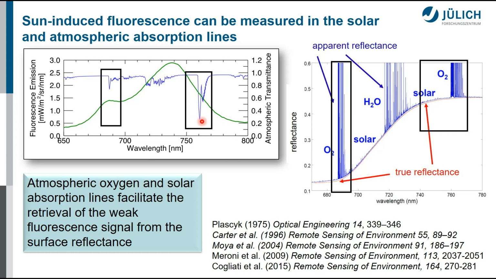So this glow happens independent of the incoming light. If we shine blue light on a leaf, red fluorescence is emitted. And this means that the apparent reflectance is actually a sum of the reflected light plus the emitted light, and the contribution of the fluorescence light is greatly enhanced in those atmospheric absorption lines.